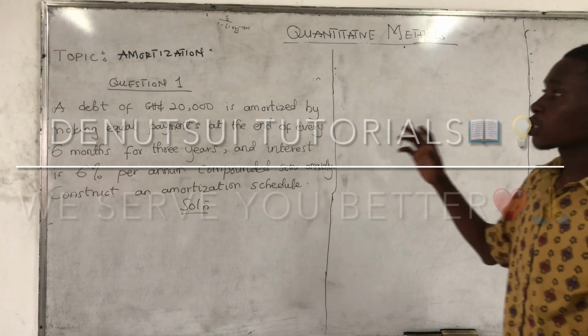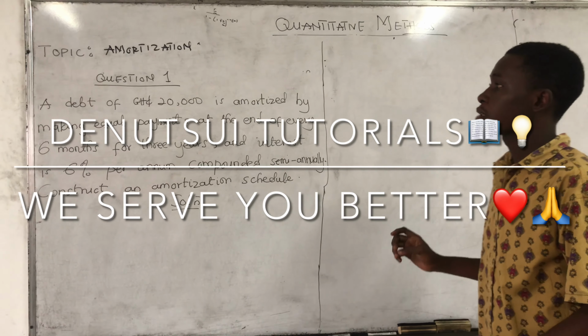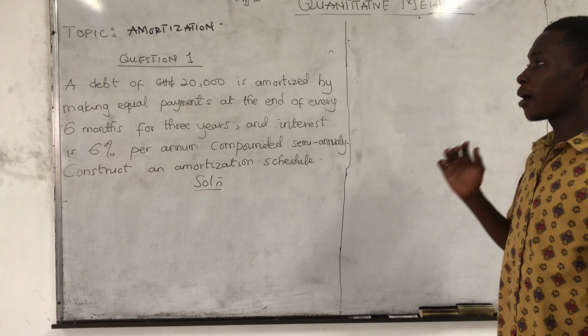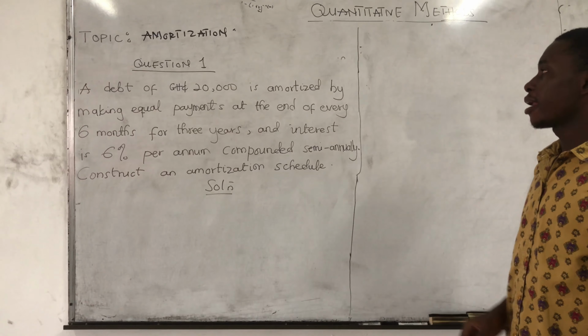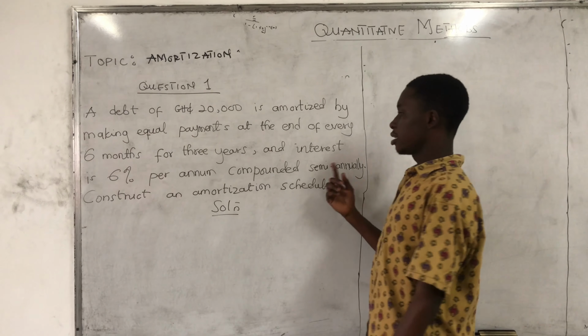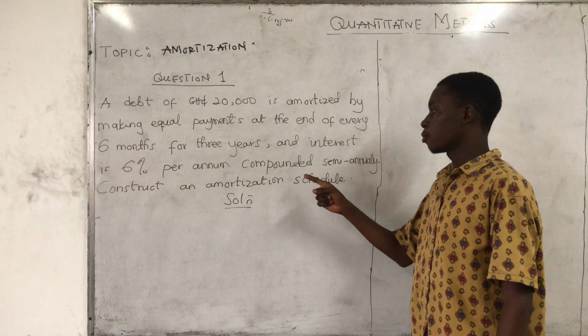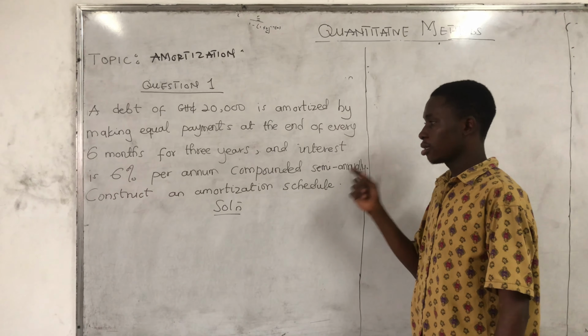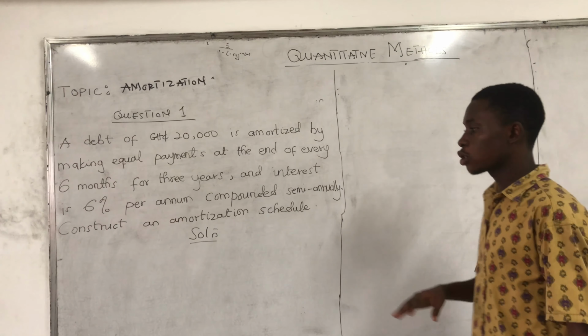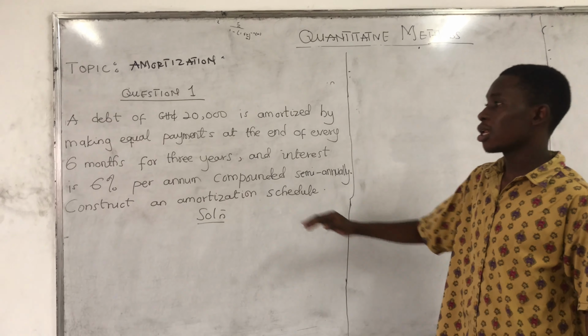We are starting with the first question on amortization. Question 1: A debt of 20,000 is amortized by making equal payments at the end of every 6 months for 3 years, and interest is 6% per annum, compounding semi-annually. Construct an amortization schedule. Before you can construct the schedule, you must calculate the amortization.